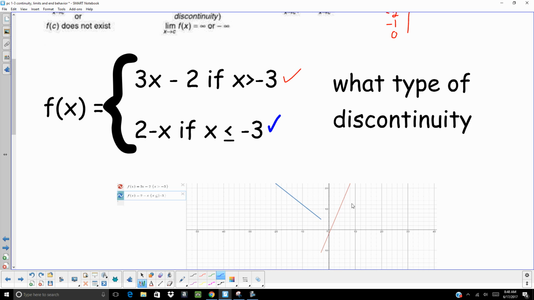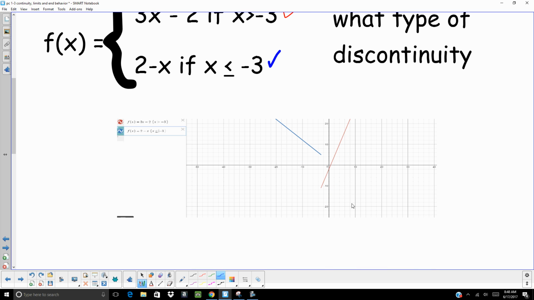I went ahead and I graphed it on Desmos, and this is what it would look like. There would actually be a hole for x is greater than -3 right here because it doesn't include it, and right here that would actually be a closed dot. Well, that sure looks like a jump discontinuity. That graph is jumping.